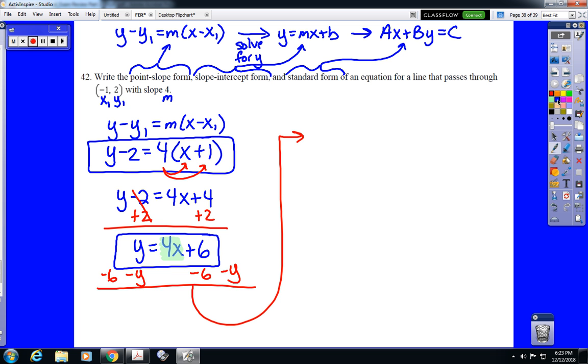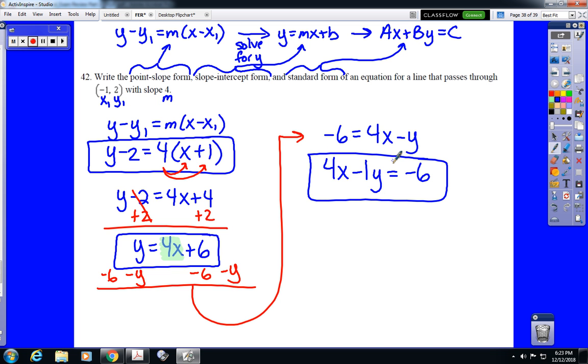That will give us negative 6 equals 4x minus y. Now that doesn't necessarily look like it because we have to switch the left and the right sides, but that is in standard form. So there you have it, point slope, slope-intercept, standard form.